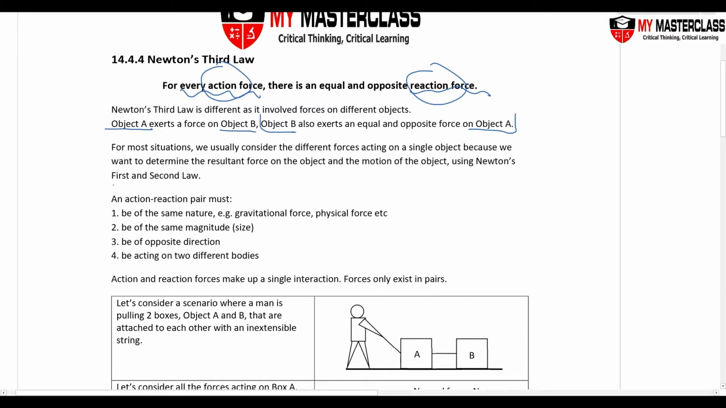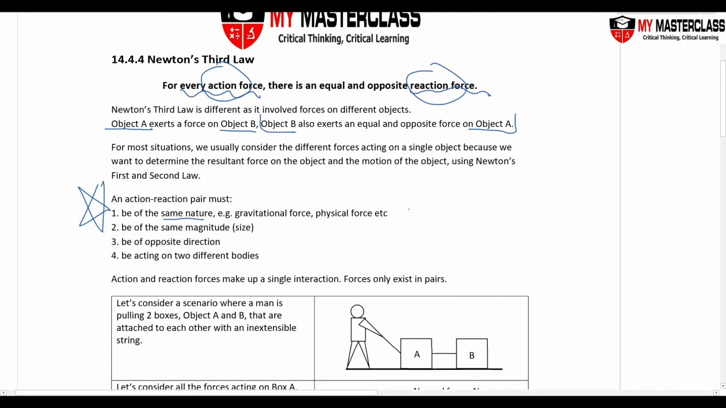A Newton's third law pair must fulfill all four criteria. First, the two forces must be of the same nature. Which means if one of the forces is a gravitational force, like, let's say, weight, then the other force of the pair must also be a gravitational force. Otherwise, it would be a normal force or a tension force, for example. So they must be of the same nature.